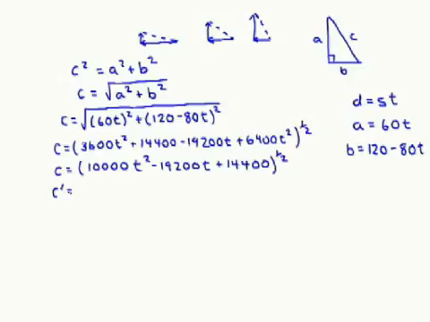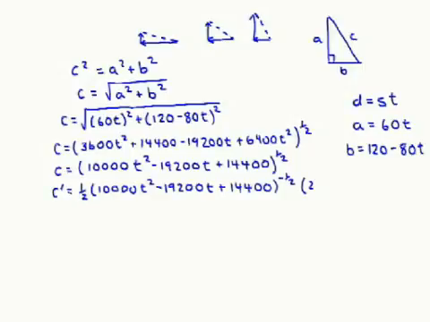So c prime is going to be equal to 1/2 times, in brackets, 10,000t squared minus 19,200t plus 14,400, and all of that is raised to the negative 1/2, times 20,000t minus 19,200. Now we want to take that derivative, c prime, and set it equal to 0.